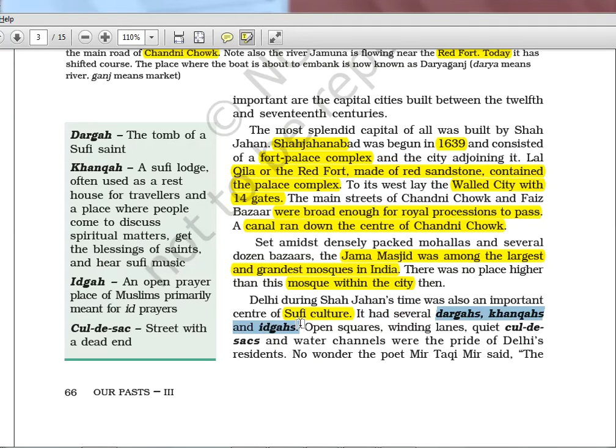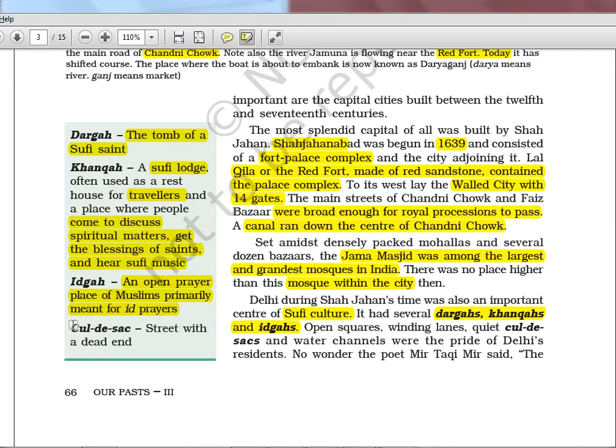Khanqahs and dargahs I already did in the previous class also. Idgahs you can see here, it is an open prayer place for Muslims, primarily meant for Eid prayers. So this is idgah. From the name you can get it. Then khanqah, you know, a Sufi lodge where travelers can rest and discuss spiritual matters, saints sitting together. Then the music and dance always will be there, sama and raqs. Sama means music and raqs means dance. Then dargah, the tomb of the Sufi saint. So these three very common terms you will know.